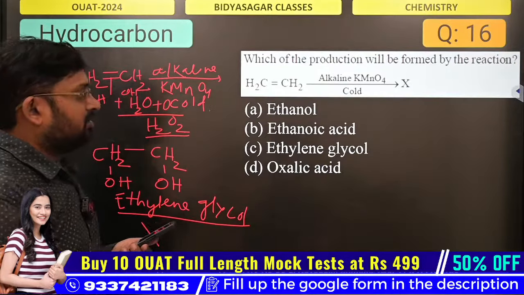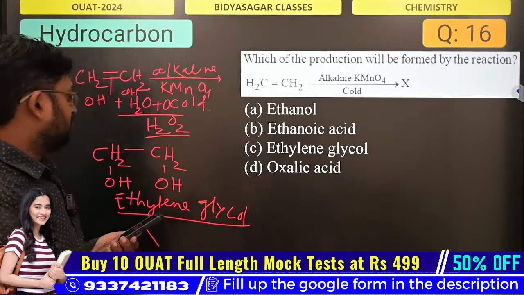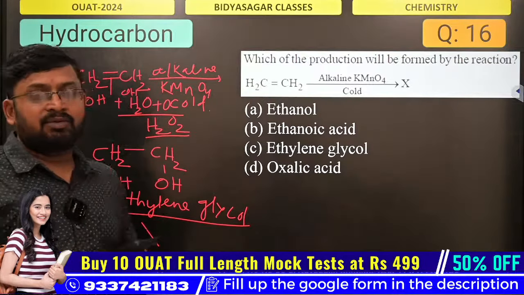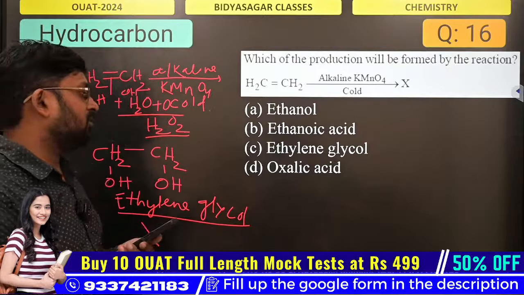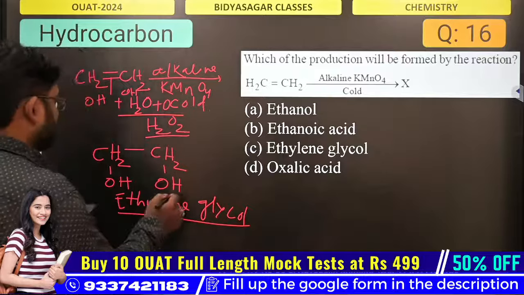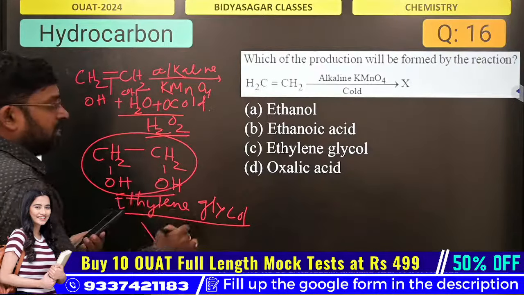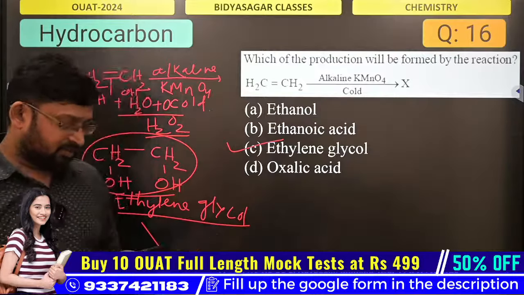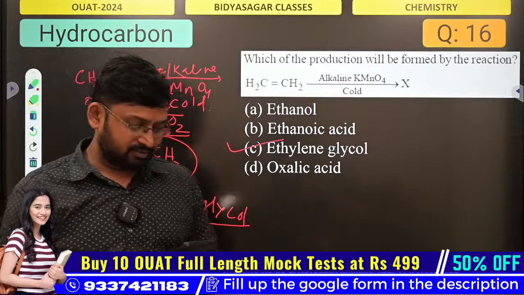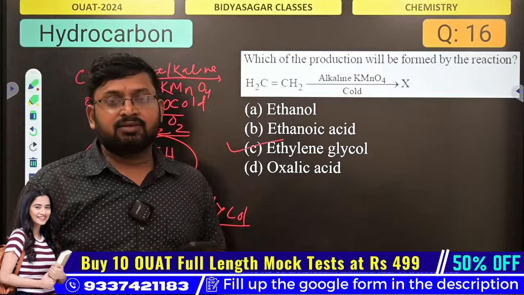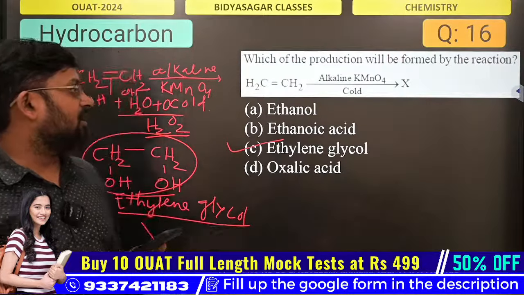Acidified KMnO4 will give you a mixture of aldehydes. But if we are giving alkaline KMnO4, it will give you ethylene glycol. Both OH groups are attached to the two double bonded carbon atoms. So this is your product. Answer C is the correct answer.